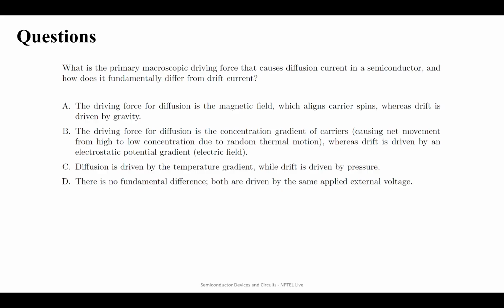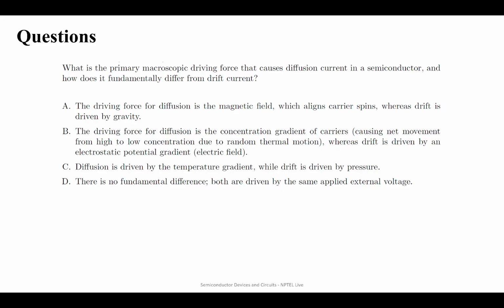What is the primary macroscopic driving force that causes diffusion current in a semiconductor, and how does it fundamentally differ from drift current? A: The driving force of diffusion is the magnetic field, which aligns carrier spins, whereas drift is driven by gravity. B: The driving force for diffusion is the concentration gradient of carriers, causing net movement from high to low concentration due to random thermal motion, whereas drift is driven by an electrostatic potential gradient, that is, electric field.